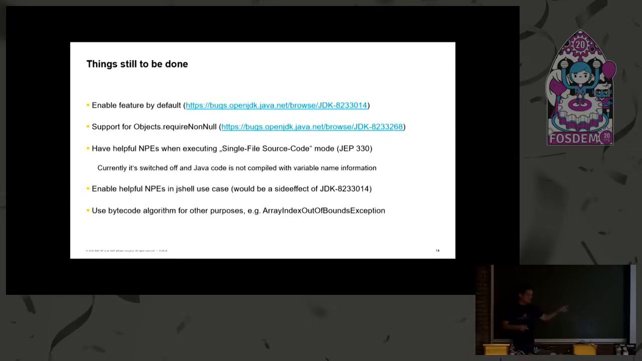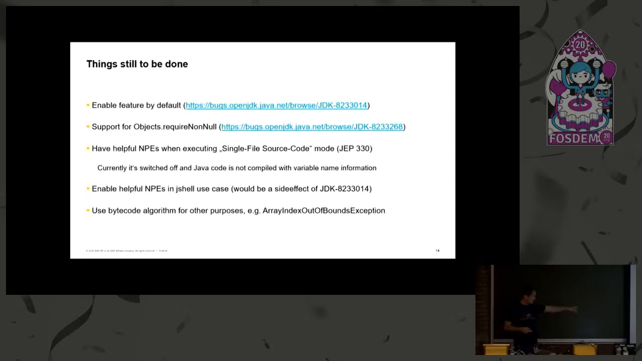You can't set the -g option to have the variables. So that's something where we have to find a solution. Then, okay, the JShell use case. That's really something where you want to just prototype something in JShell, and it would also be nice to get those null pointer exceptions there. So if we do bullet 1 and enable it as default, then JShell will have it. Otherwise, at least maybe we can make it a default for JShell.